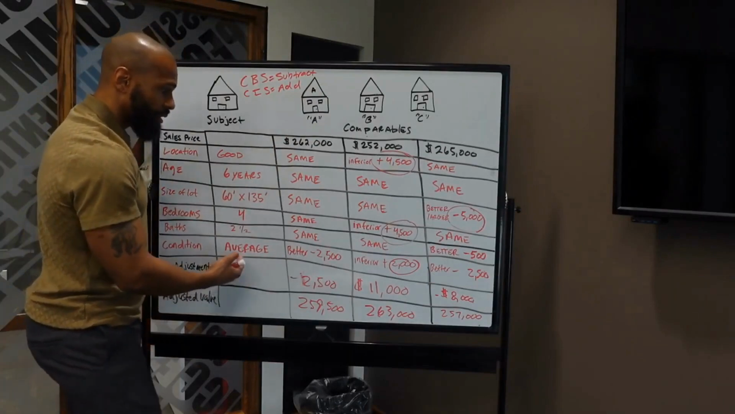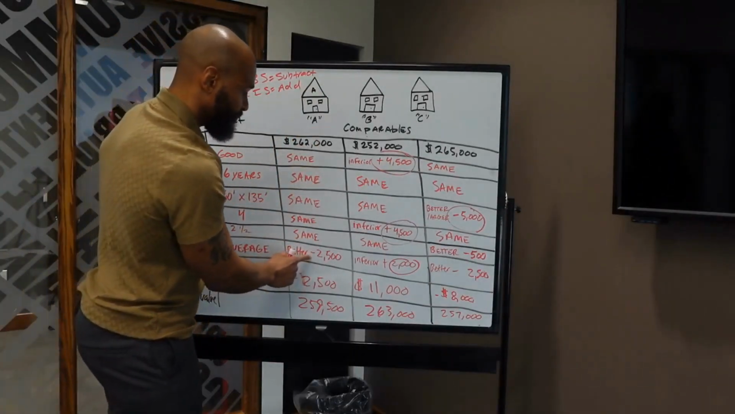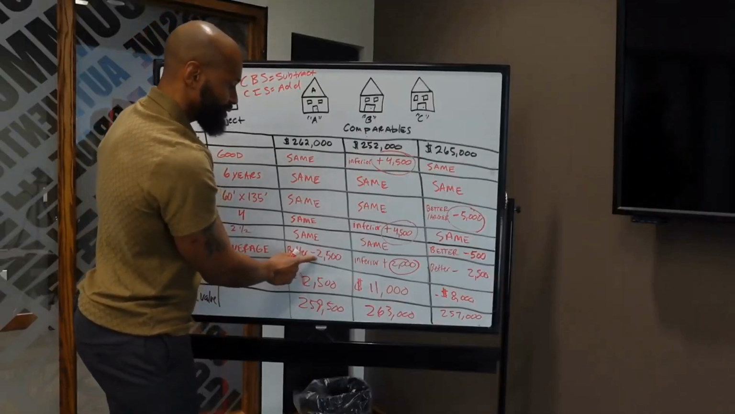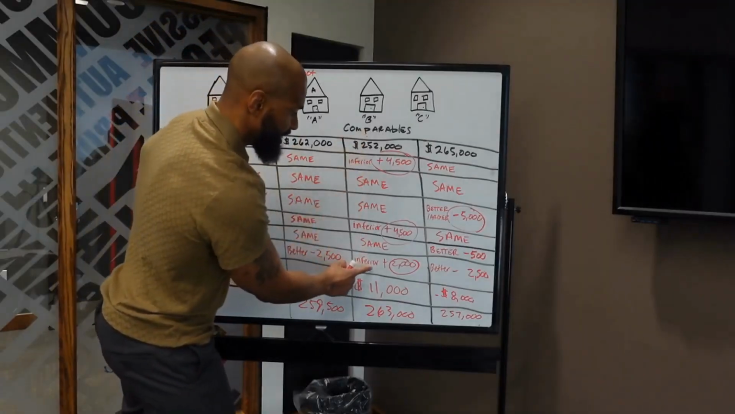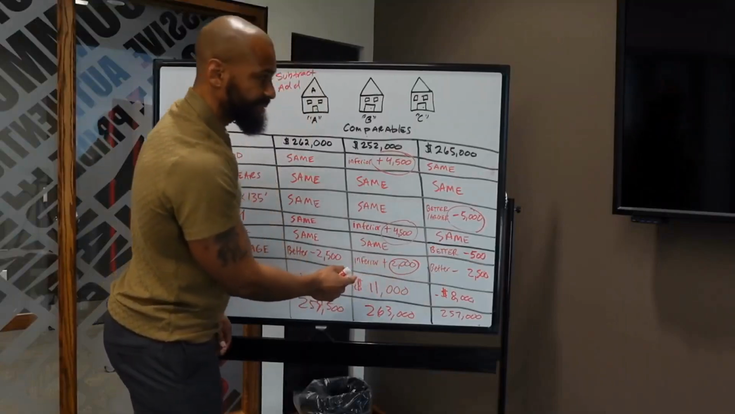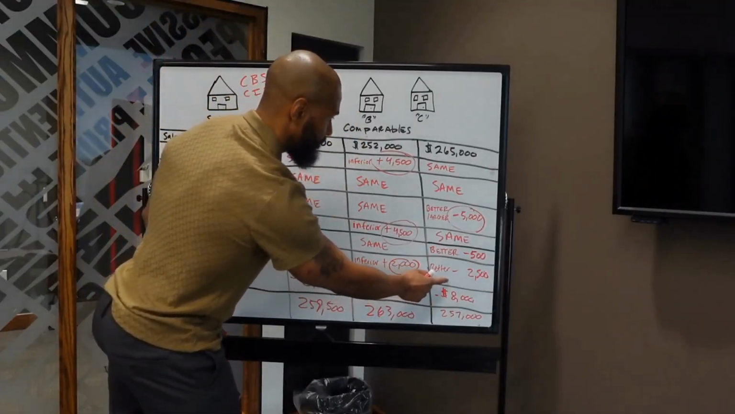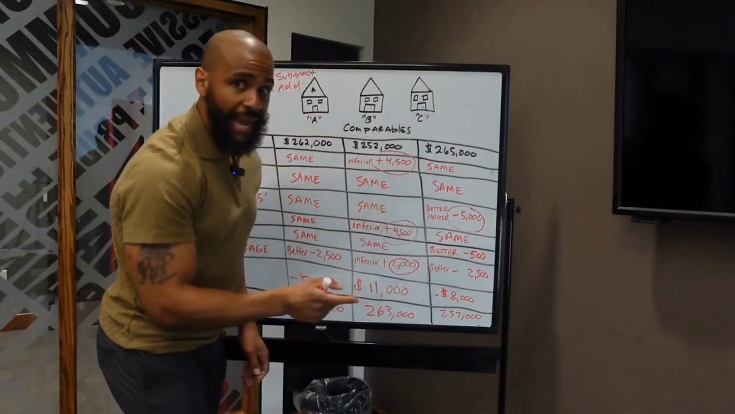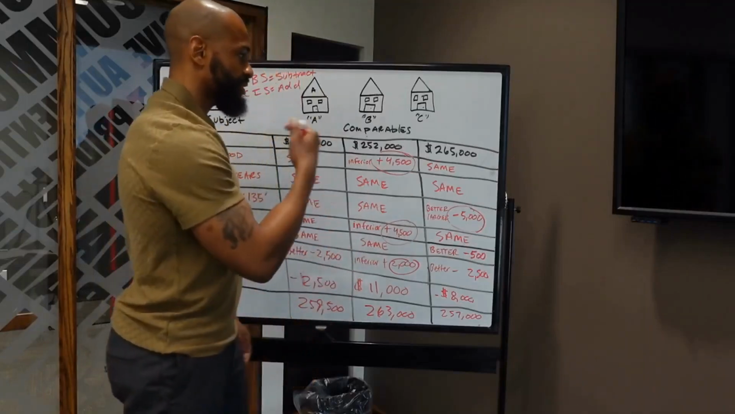Average condition overall. However, comparable A is better. We're going to subtract $2,500 from the sales price. Comparable B is inferior. Therefore, we will add $2,000 to that sales price. Comparable C is better. We will add $2,500 to our sales price.